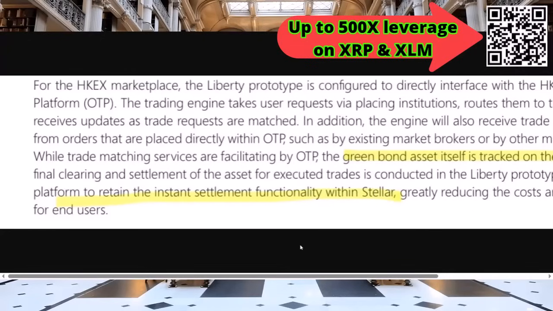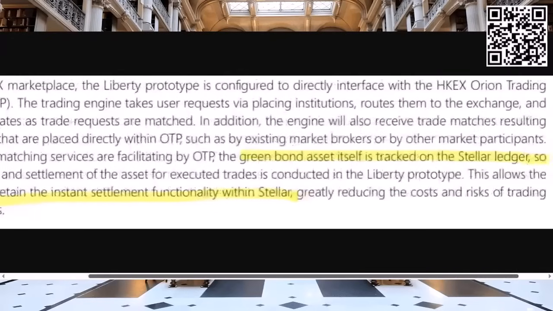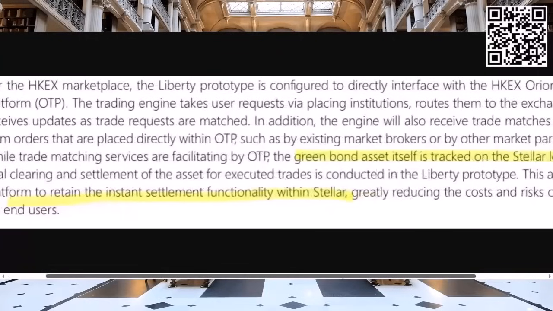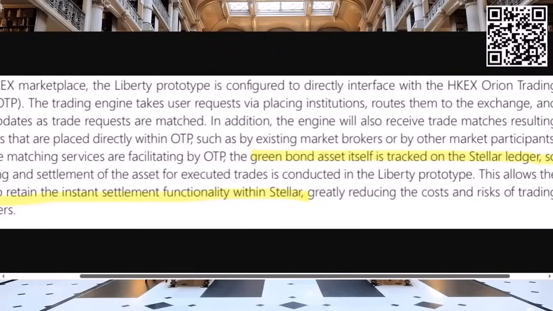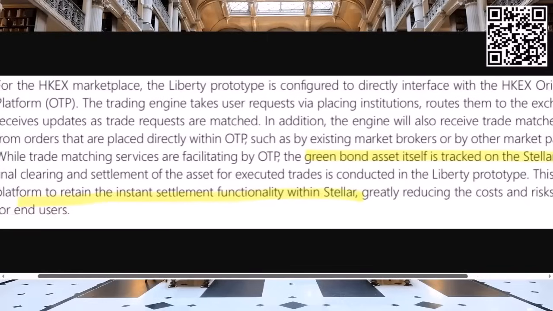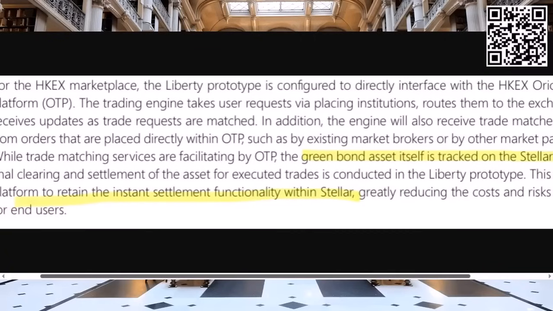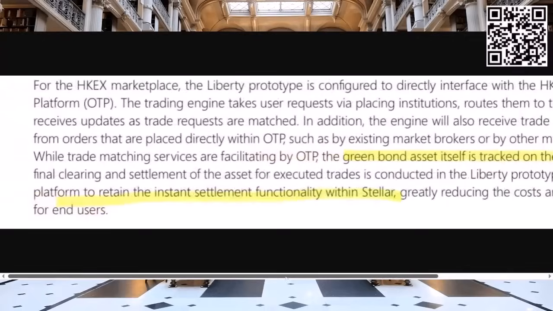So for one, it's the whole idea of what is referred to as the HKEX marketplace, like Hong Kong, right? So it states here that the green bond asset itself is tracked on the Stellar ledger. So final clearing settlement of the asset for executed trades is conducted in the Liberty prototype. This allows the platform to retain instant settlement functionality within Stellar. Yes, you read that right. Stellar. Greatly reducing the cost and risk of trading for end users.